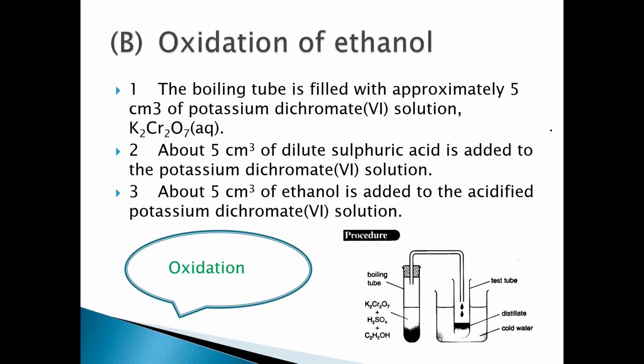Okay, now I look at oxidation. Okay, finally we find out, let's see how we do it. I take a boiling tube, okay, and I put in potassium dichromate VI solution. Did you see any acid in this sentence here?